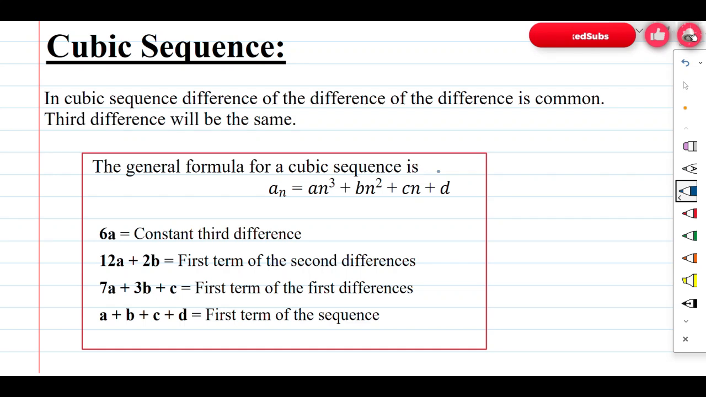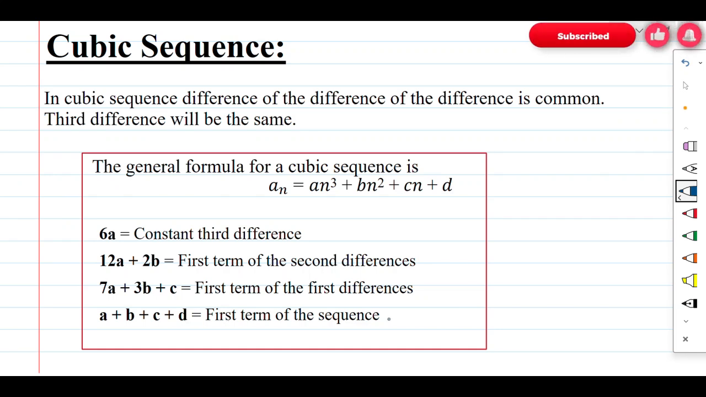So the general term formula for the cubic sequence is: nth term is an cube plus bn square plus cn plus d, right? Now, this is the must-remember thing for the cubic sequence. You need to remember these equations, right? The first equation is 6a equals the constant third difference. 12a plus 2b equals the first term of the second difference. 7a plus 3b plus c is the first term of the first difference, and a plus b plus c plus d would be equal to the first term of the sequence.